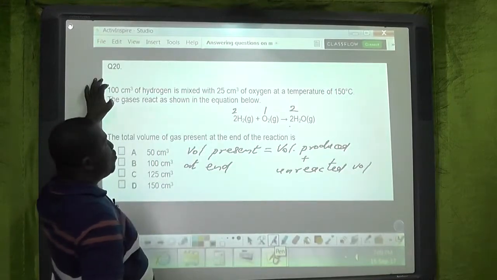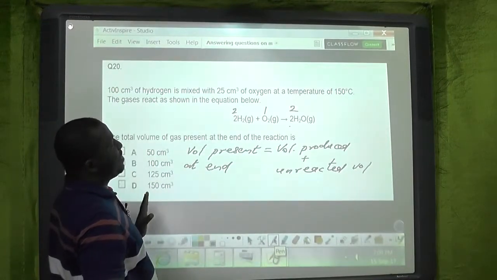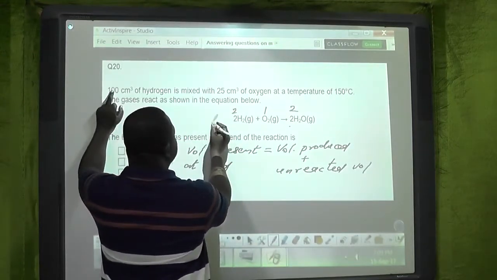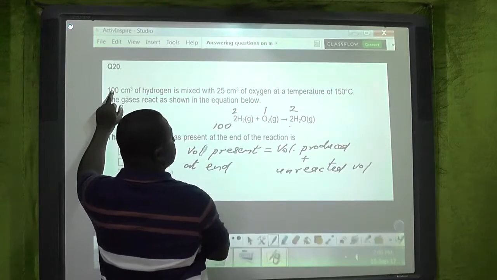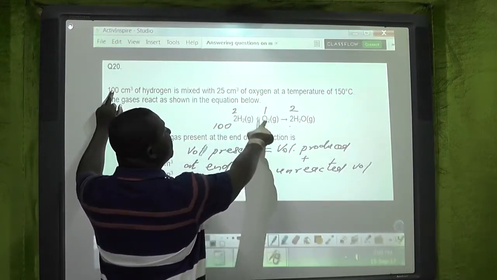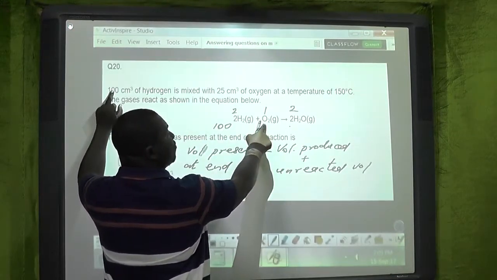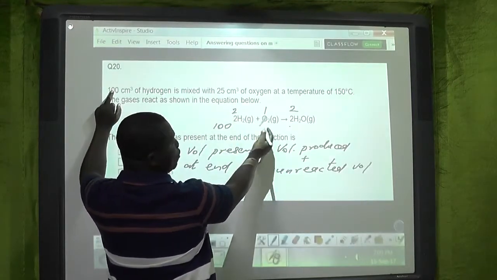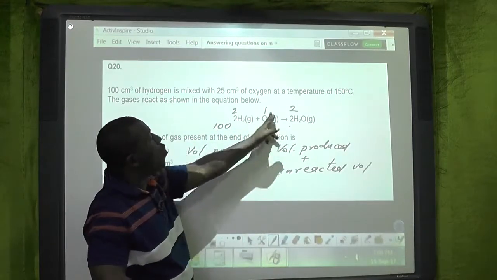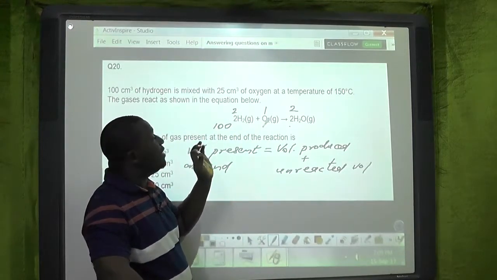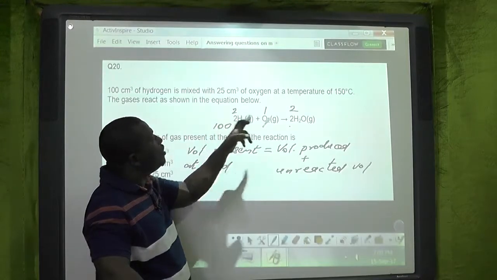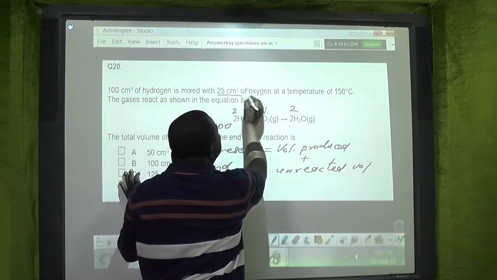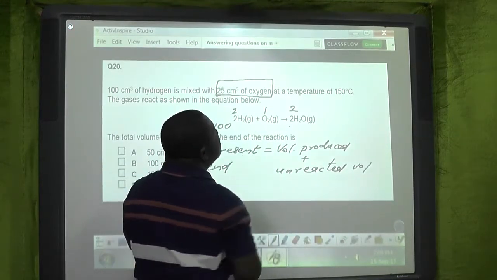So 100 cm cube of hydrogen is mixed with 25 cm cube of oxygen at room temperature. 100 of this, we need 25 of this according to the equation, but 25 of this is not present. Actually, 100 of this according to the equation, 2 to 1 ratio, should need 50 of this, but 50 of this is not present. So what that means, oxygen is limiting. It is limiting. It is not enough.